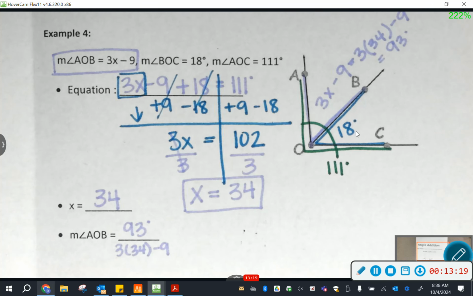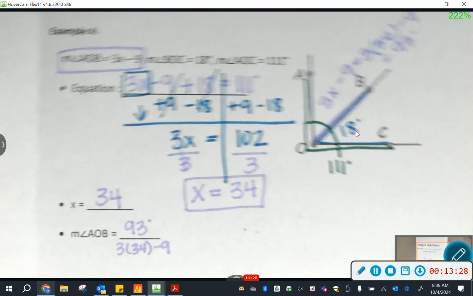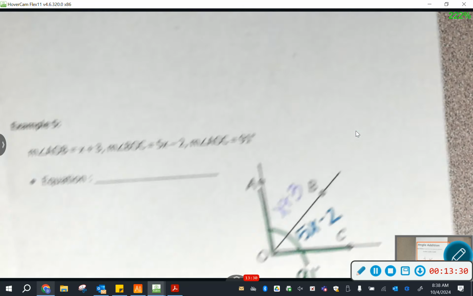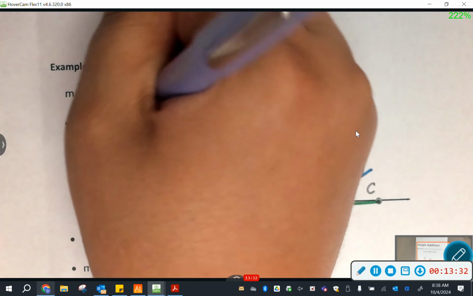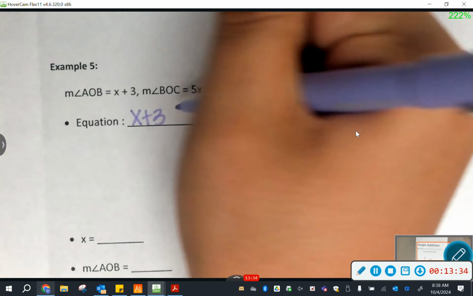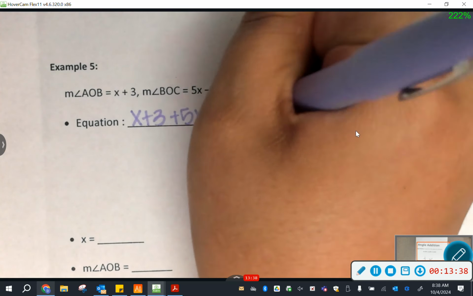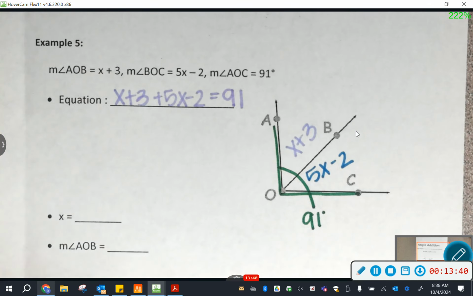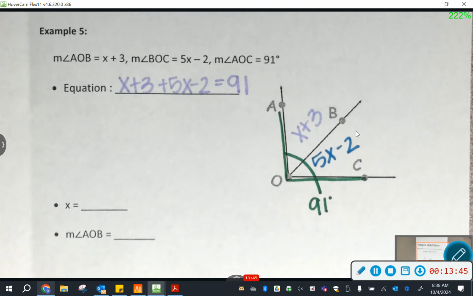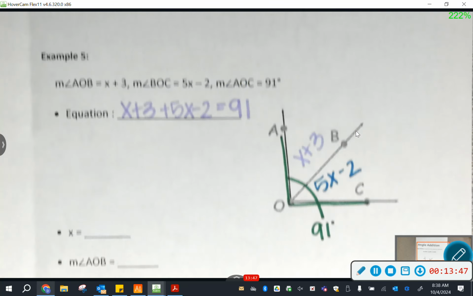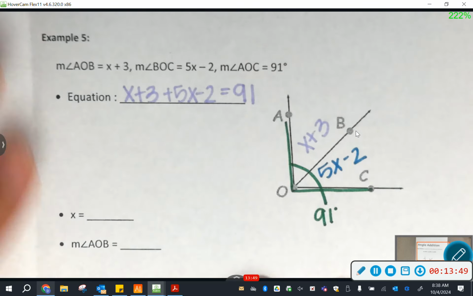I'm about to move it up. What is to my left? X plus 3. What is to my right? What is my whole? That should be your equation. That right there is 1, 2, 3, 4, 5 points on your test. Can you set up the equation? And then we need to solve.